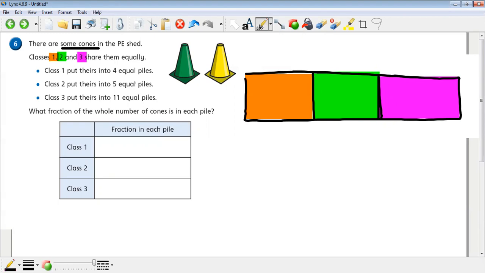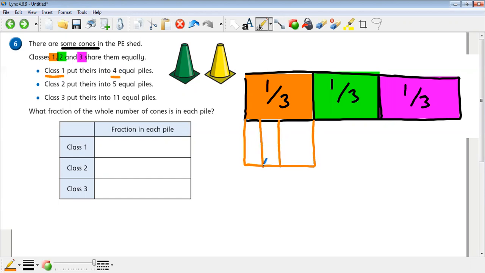It's worth noting here, if we look at what fraction of the cones each of them has got at the moment, because there's 3 of them, they've got 1 of the 3 parts, which we know are called thirds. Now what we can do is look at what they then do with their cones. So class 1 over here put them into 4 equal piles. So I'm going to take their cones and put them into 4 equal parts.